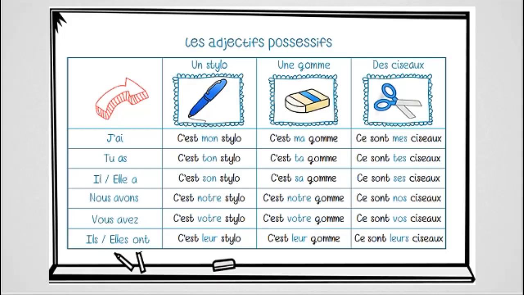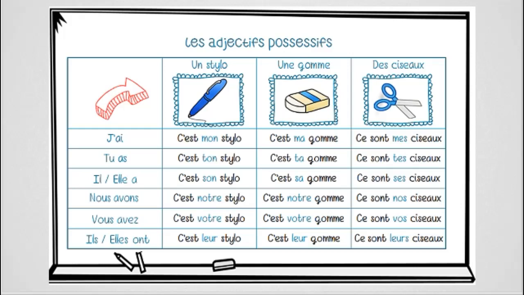Continue to look at the table, the exercise. If I want to say this is our scissors, how to say that? Our scissors. Our scissors. Ce sont nos ciseaux. Nos ciseaux, okay. Ciseaux, okay. Very good. If I want to say their pens. Their pen, okay. This is their pen. Stylo, not stylos. This is, not these are. Okay.